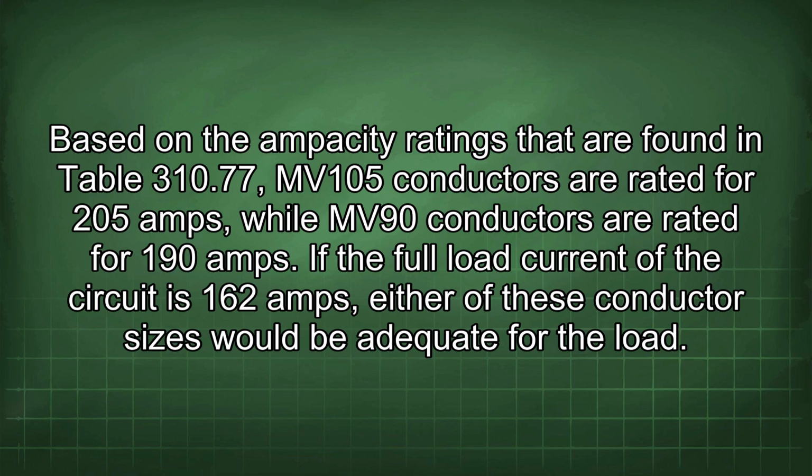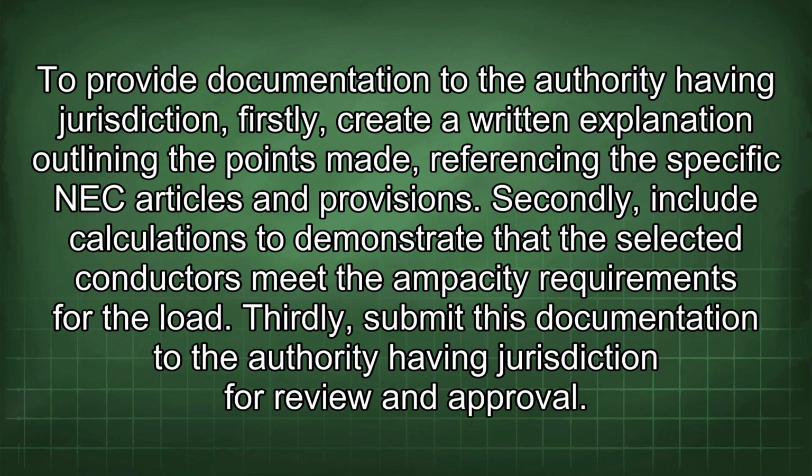Based on the ampacity ratings found in Table 310.77, MV105 conductors are rated for 205 amps, while MV90 conductors are rated for 190 amps. If the full load current of the circuit is 162 amps, either of these conductor sizes would be adequate for the load. To provide documentation to the authority having jurisdiction, firstly, create a written explanation outlining the points made, referencing the specific NEC articles and provisions.